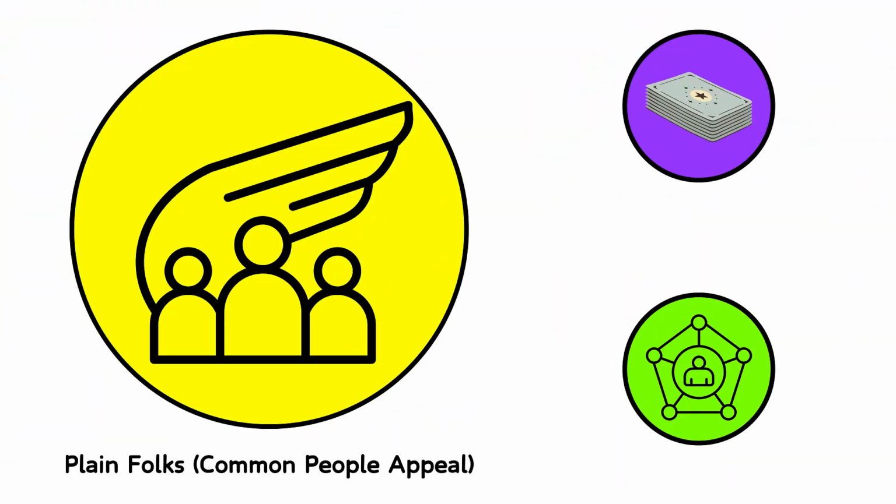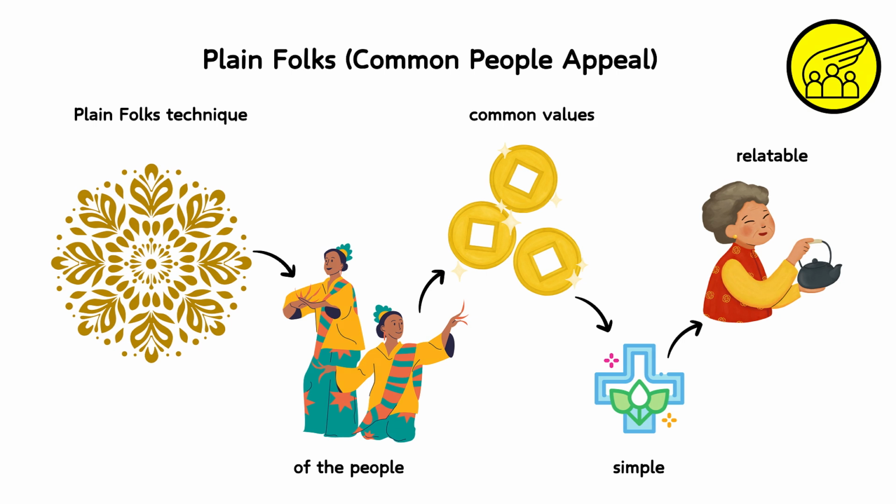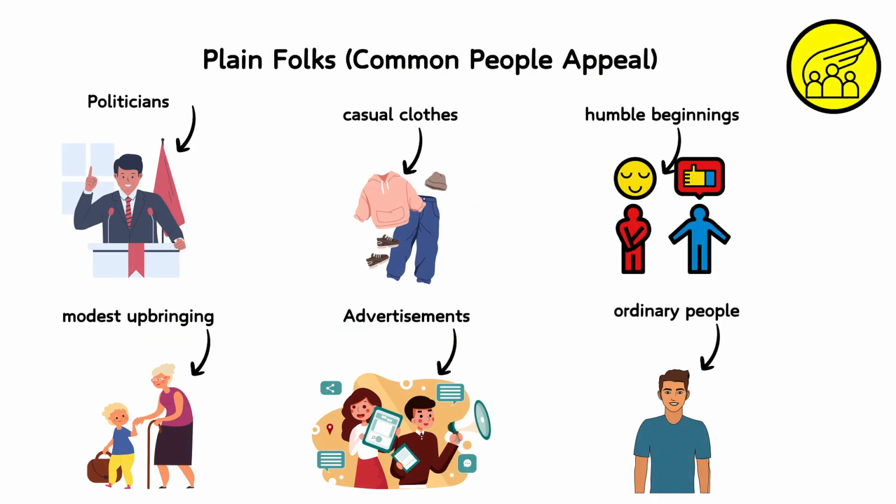Plain folks, common people appeal. The plain folks technique presents ideas, people, or products as being of the people and aligned with common values. It portrays messages or messengers as simple, honest, and relatable to the average person, regardless of their actual background or status. Politicians often use this technique by appearing in casual clothes, eating at local diners, or sharing stories about humble beginnings.